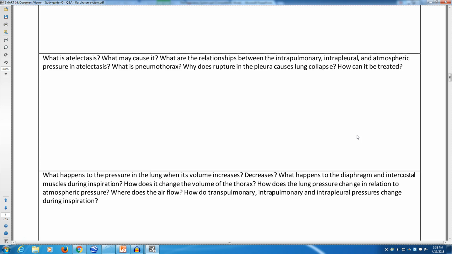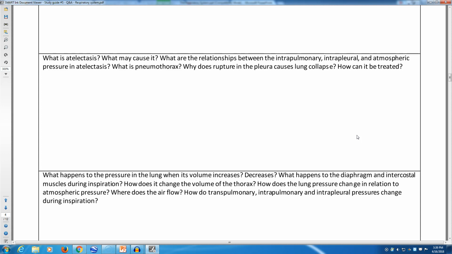It's never more. Well, it can be more at the expiration, but say at resting state, the pressure in the lung, intrapulmonary pressure, how does it relate to atmospheric? It's the same. So if pressure inside of the lung is atmospheric, pressure in the pleural cavity is atmospheric, what's going to happen to the lung? It's going to collapse. Why?